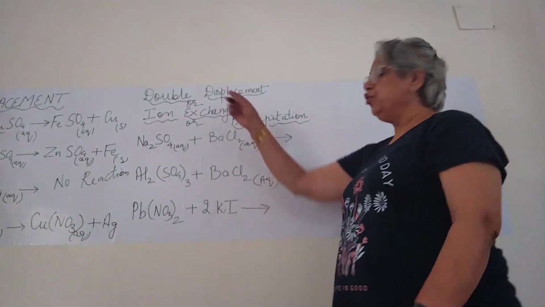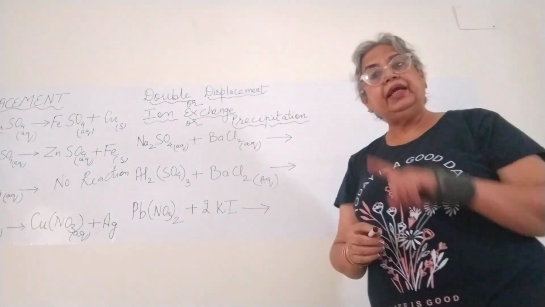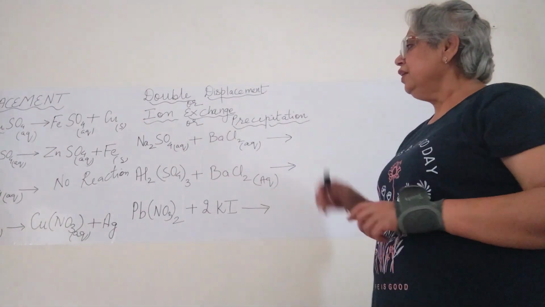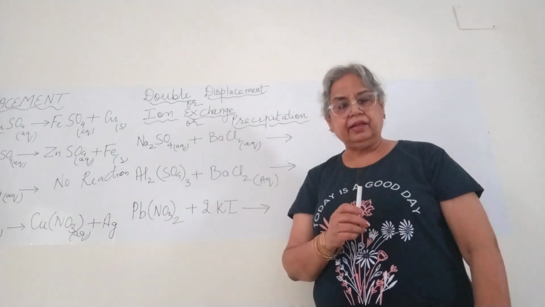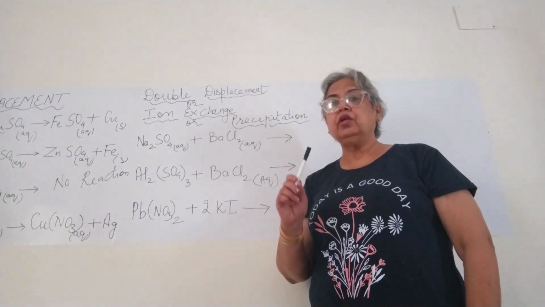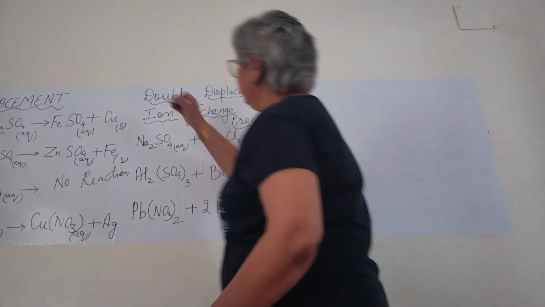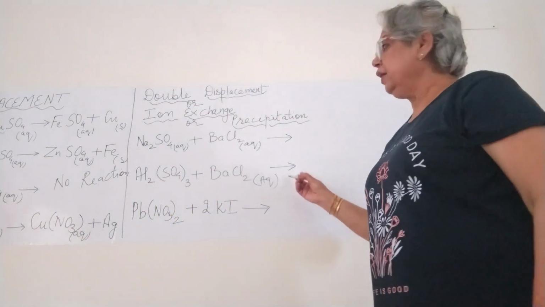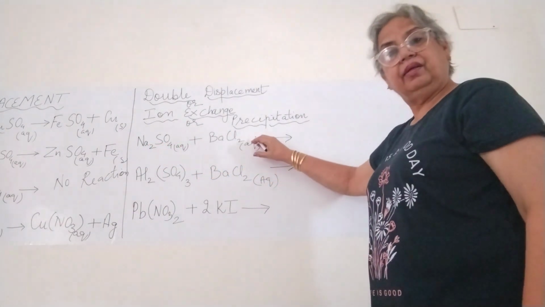Now the next topic, students, is double displacement. What is the difference between displacement and double displacement? In displacement there was a reaction between a metal and an aqueous salt solution of another metal, right? But here on this side we are having two salt solutions, right?